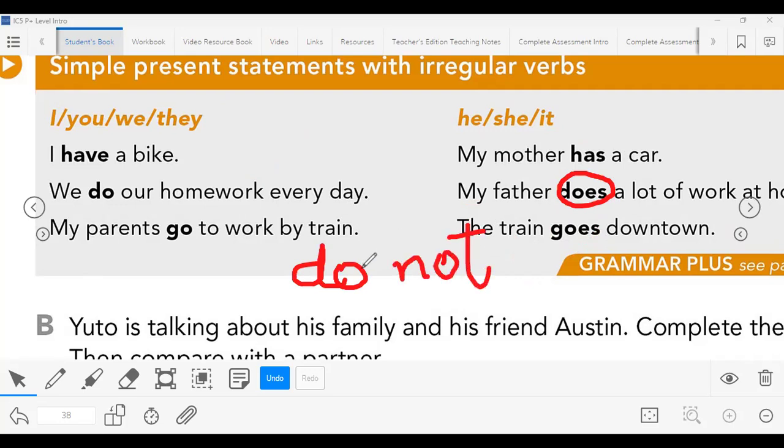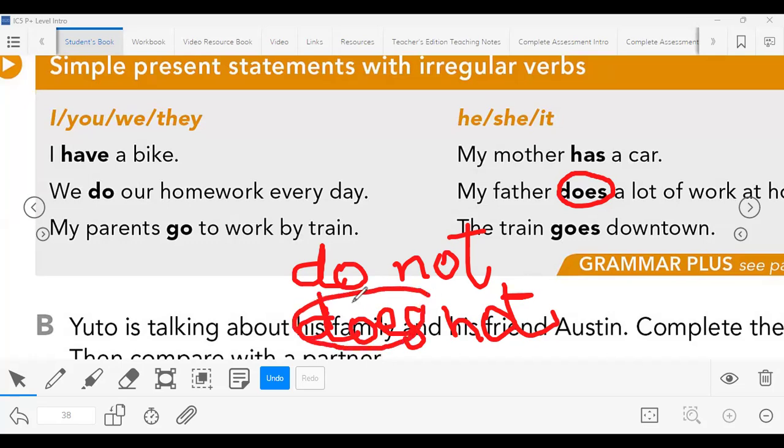Ah, pero cuando hablo de tercera persona, ¿cómo me queda? Does not, doesn't. Aquí ya va, miren, el cambio. Por eso es que ya no cambio el verbo, porque ahí ya lo puse. Do, plural. Does, singular.